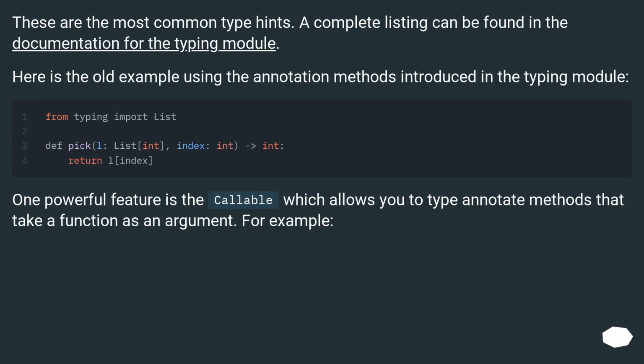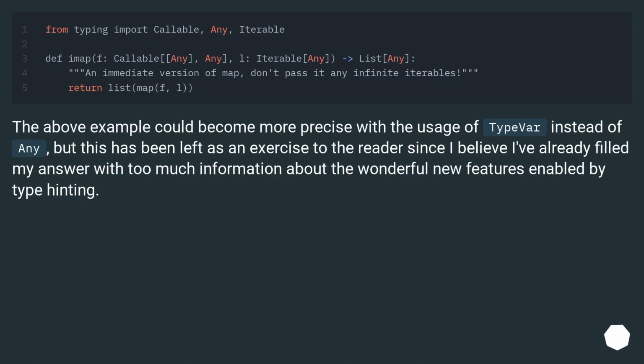Here is the old example using the annotation methods introduced in the typing module. One powerful feature is the Callable, which allows you to type annotate methods that take a function as an argument. For example, the above example could become more precise with the usage of TypeVar instead of Any, but this has been left as an exercise to the reader since I believe I've already filled my answer with too much information about the wonderful new features enabled by type hinting.